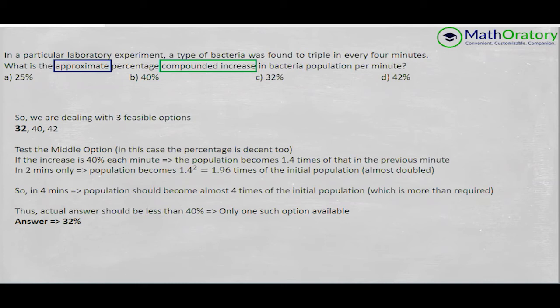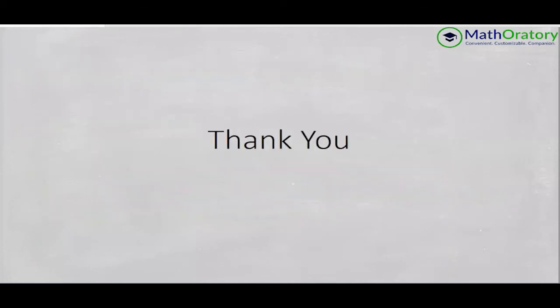So this is one estimation technique that I wanted to discuss in this question. As such, there is nothing to this problem, but this might save a bit of time. It's very fast to do also. 25% you can eliminate very quickly. If you are not confident, that will take another 10-15 seconds, I believe. But testing 40% should be done very fast. 1.4 square is 1.96, almost doubled. So that's that for this question.